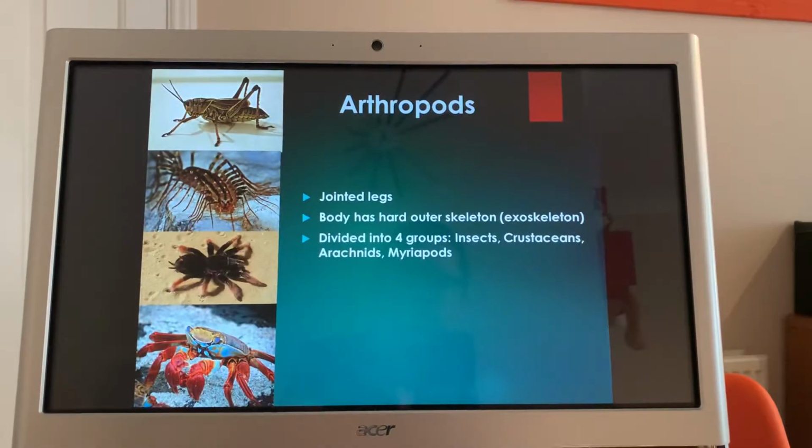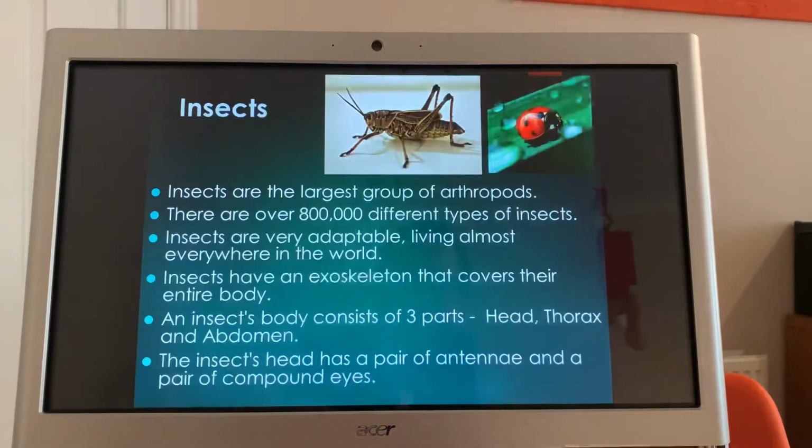So the first group, insects. Insects are the largest group of arthropods. There are over 800,000 different types of insects. Insects are very adaptable, living almost everywhere in the world. Insects have an exoskeleton that covers their entire body. An insect's body consists of 3 parts: head, thorax, and abdomen. The insect's head has a pair of antennae and a pair of compound eyes.